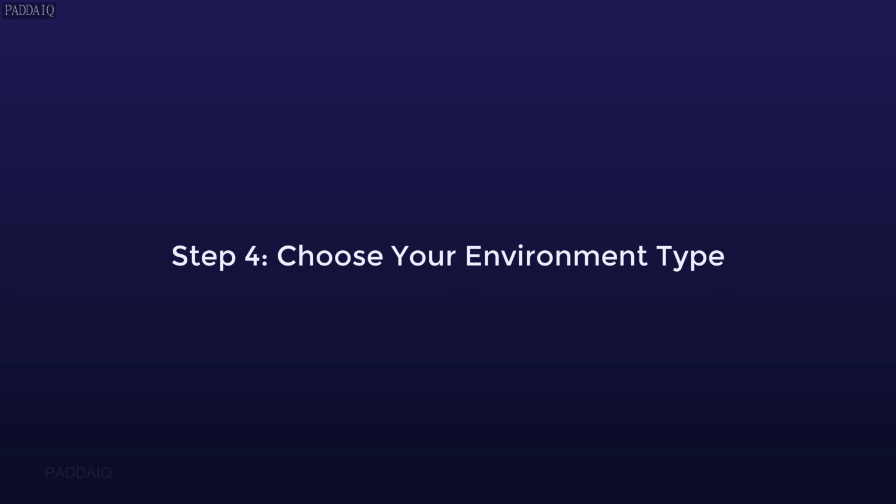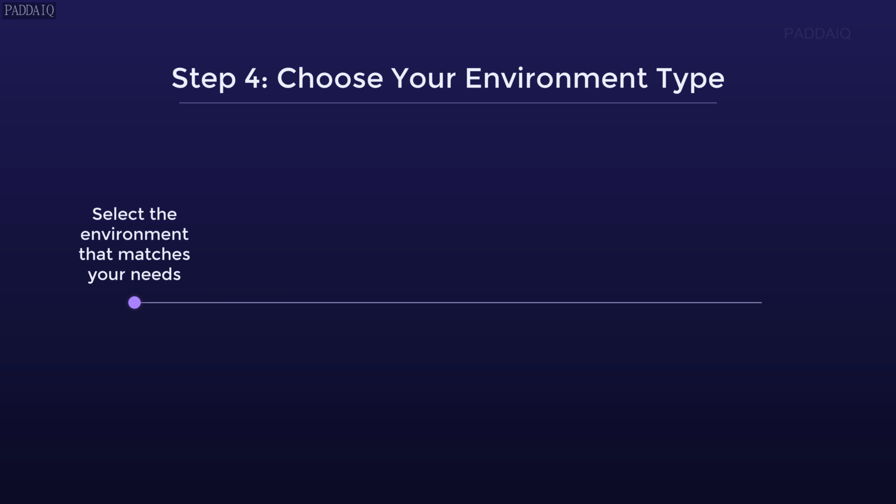Step 4. Choose your environment type. Select the environment that matches your needs. This means picking the SAP BTP environment like Cloud Foundry or Kyma that aligns with your project's requirements, such as scalability or specific runtimes. For instance, use Cloud Foundry for scalable web applications. Choosing correctly ensures your solution operates efficiently and integrates seamlessly.